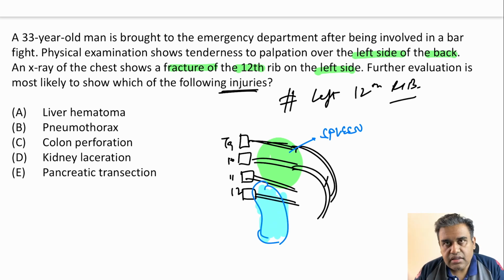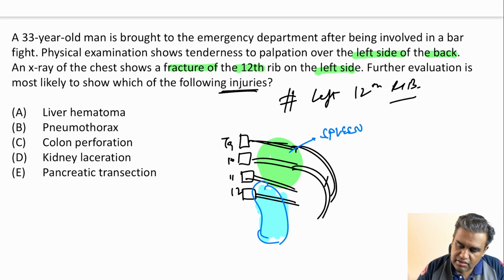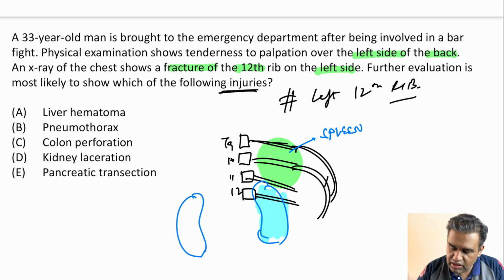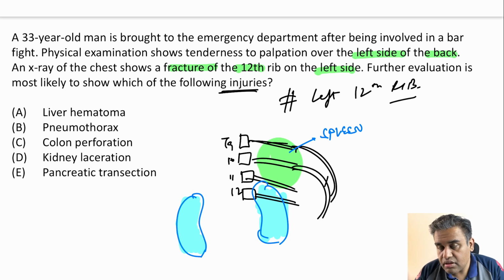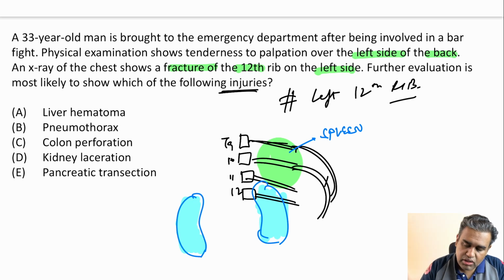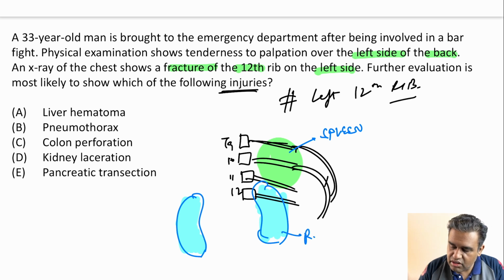So on the left side, the kidney is related to, say, the 11th and 12th rib. On the right side, the kidney is said to be related mainly only to the 12th, because it is slightly inferiorly displaced because of the presence of the heavy liver on the right side. So the kidney is very much related to the rib. Why so? Because the kidney is purely retroperitoneal. It is just in front of the posterior abdominal wall.